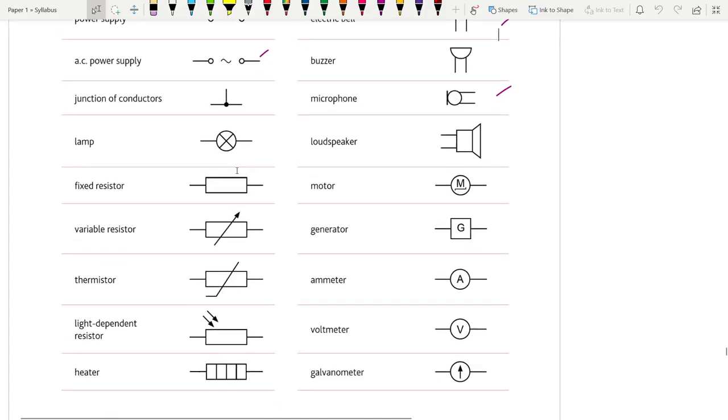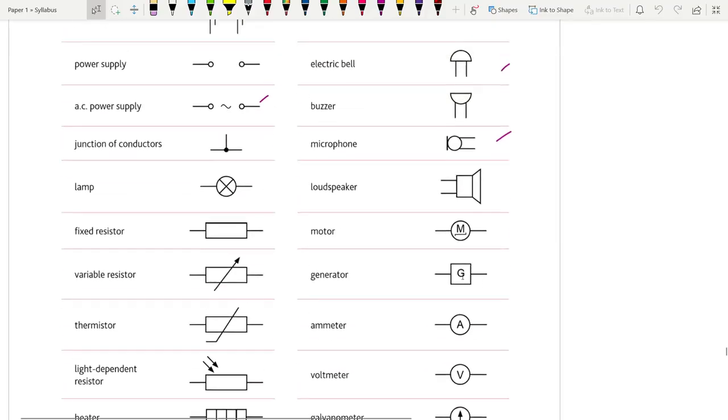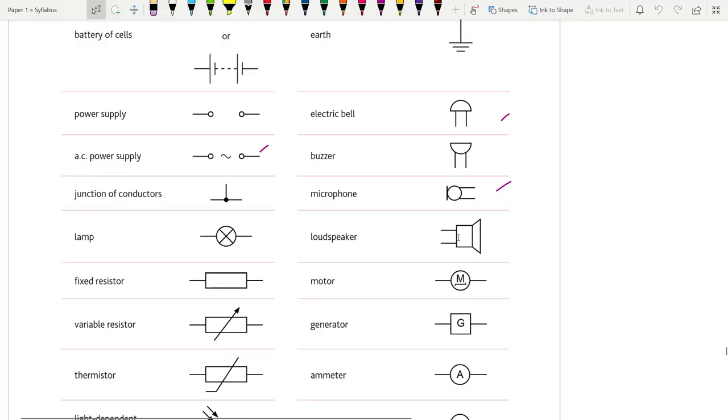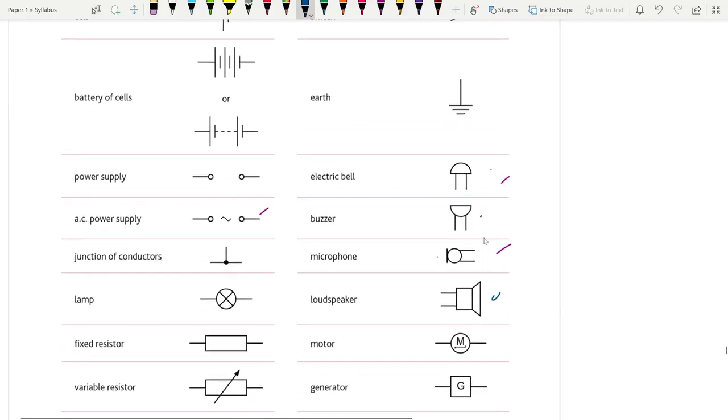This is a junction, lamp, fixed resistor, variable resistor, or rheostat. This is a thermistor, LDR. This is a heater. This is a galvanometer, voltmeter, ammeter. This is a generator. This is a motor. This is a loudspeaker. Okay, you can easily identify it with this symbol. This is a microphone. This is a buzzer, and this is an electrical bell.